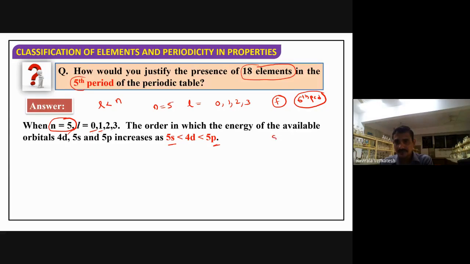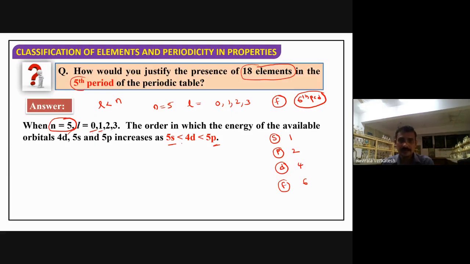Otherwise, I will write one thing. S starts from where? First period. P starts from where? Second period. D starts from where? Fourth period. F starts from where? 6th period. So there is no F orbital in the 5th period.